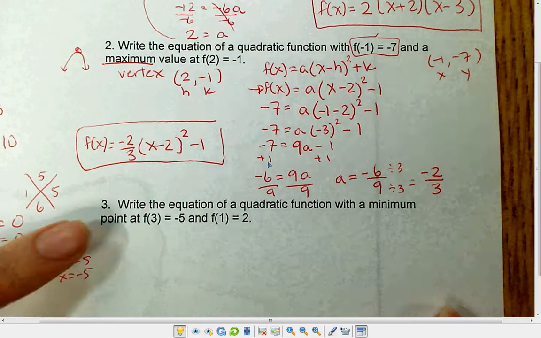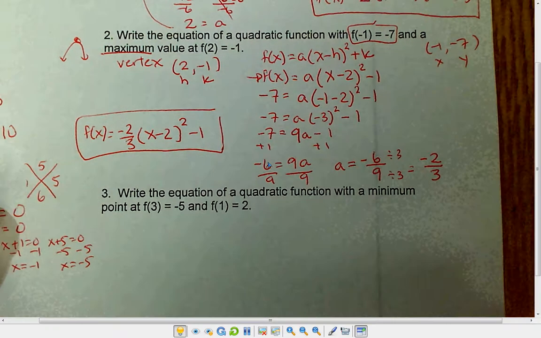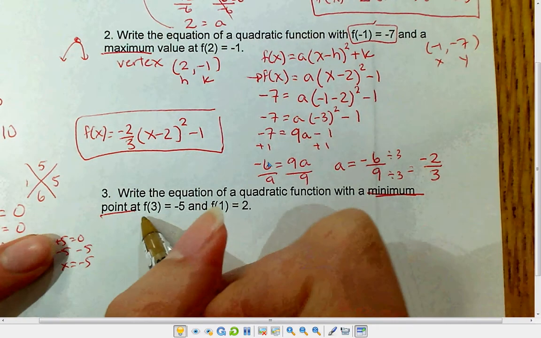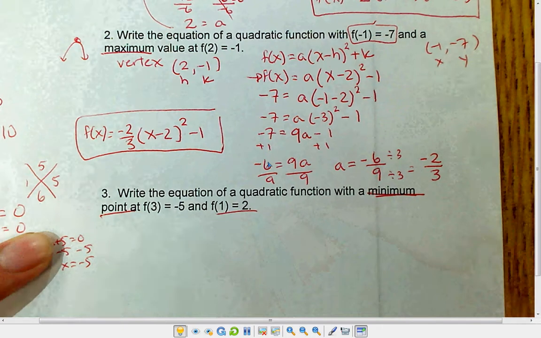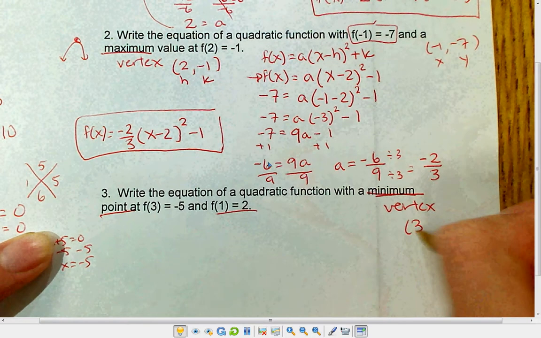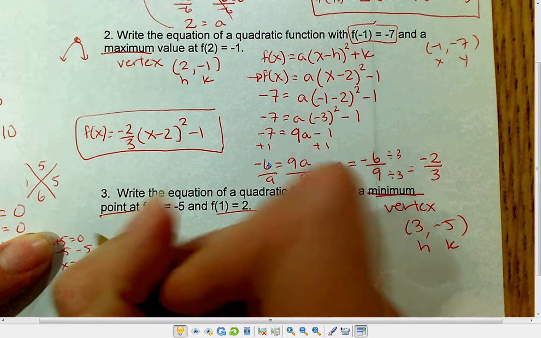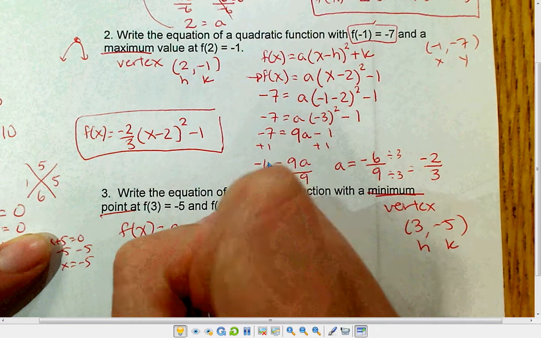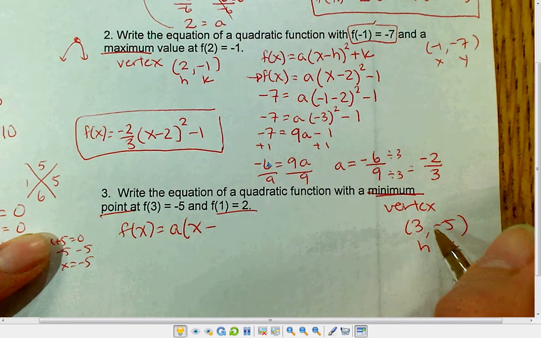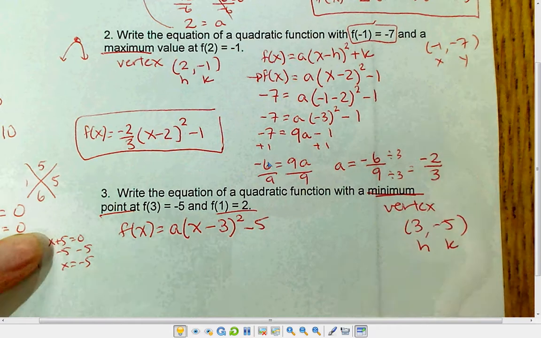Okay, one more. So for number 3, we're going to write the equation of a quadratic function with a minimum point at f of 3 equals negative 5 and this other number. So again, minimum or maximum, this is our vertex. So our vertex is 3, negative 5. That's my h and my k. So again, I'm going to plug it into my vertex form. I have x minus h, which is 3 squared, plus k, so this is negative 5.